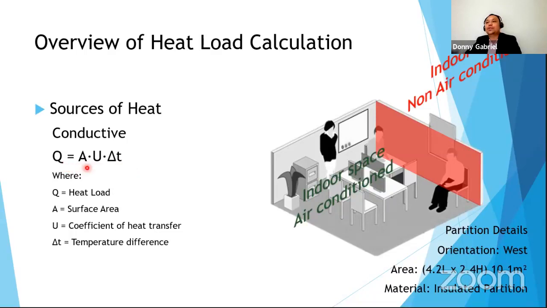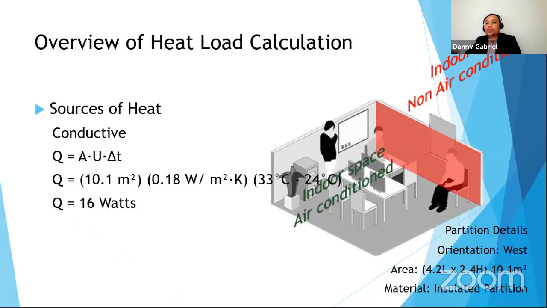Q is equal to UA delta T, where Q is your heat load, A is your surface area, so this one, the whole red line. Assuming that this one is 4.2 meters in length and 2.4 meters in height, so total of 10.1 meters. And the delta T, of the outside versus your indoor air-conditioned space. So how are you going to do that?